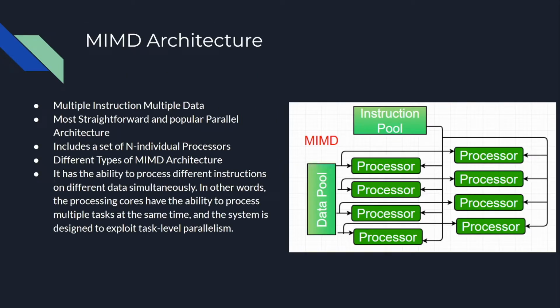So to go over the MIMD architecture, MIMD stands for multiple instruction, multiple data. It's the most straightforward and most popular parallel architecture. It includes a set of n individual processors, as you can see with the example on the right. And there are actually different types of MIMD architectures, which I will go over in the slides ahead. It has the ability to process different instructions on different data simultaneously. In other words, the processing cores have the ability to process multiple tasks at the same time. And the system is designed to exploit task level parallelism.